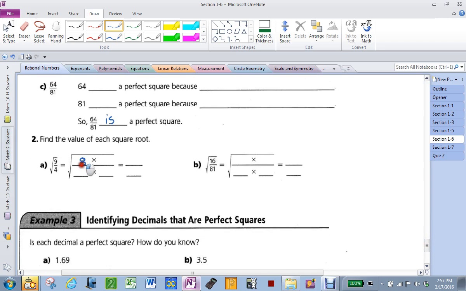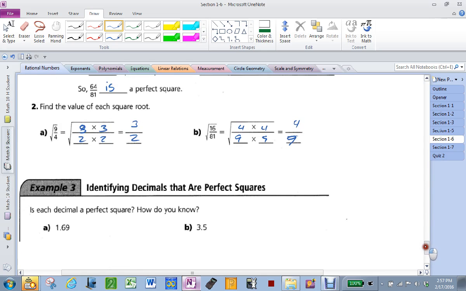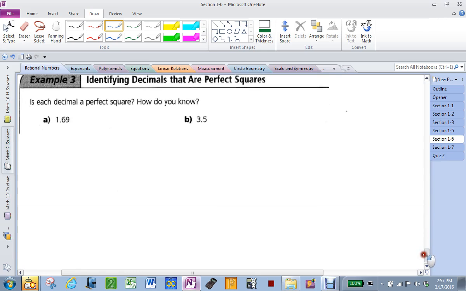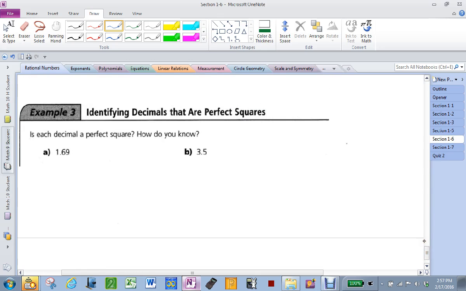9 is 3 times 3. 4 is 2 times 2, so it's 3 halves. 16 is 4 times 4, 9 is 3 times 3, so it's 4 thirds... 4 ninths. And finally, this is the last thing.